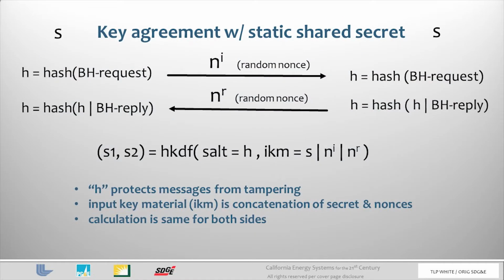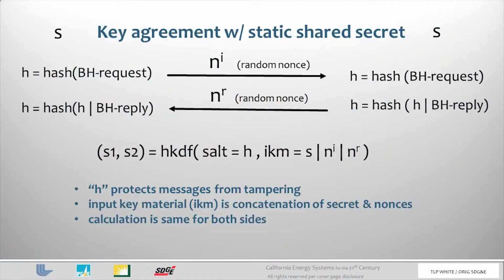So this is key agreement if you have a static shared secret that lives for a long time. In the begin handshake request, the most important field is a random nonce sent from the initiator, and both sides hash that whole initial message and save that to a value H. Then the responder, which would typically be an outstation or a remote field asset, sends back his random nonce. At the end of this, they both have a hash that will only agree if someone hasn't tampered with the 2 messages to keep that running hash.